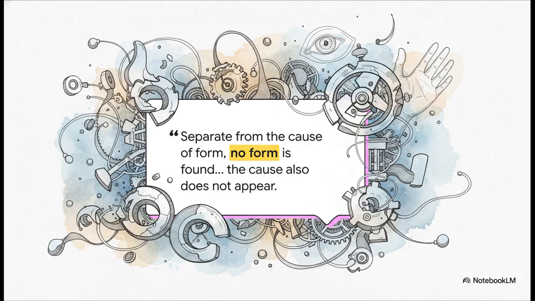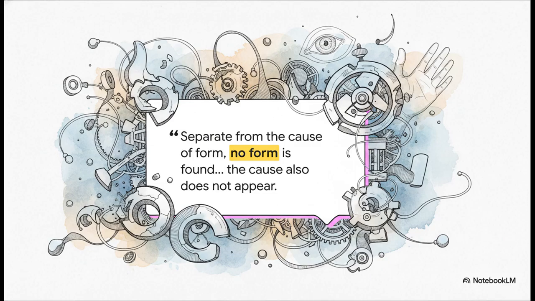Because the tetralemma just systematically dismantled all those extremes, we arrive at Step 8 of our logic engine, recognizing dependent origination. Nāgārjuna brilliantly states this in Chapter 4. Separate from the cause of form, no form is found. Separate from a so-called form, the cause of form also does not appear. This proves, beyond a shadow of a doubt, that parts and wholes are totally empty of an absolute independent essence. Why? Because they are completely and entirely dependently co-arisen.